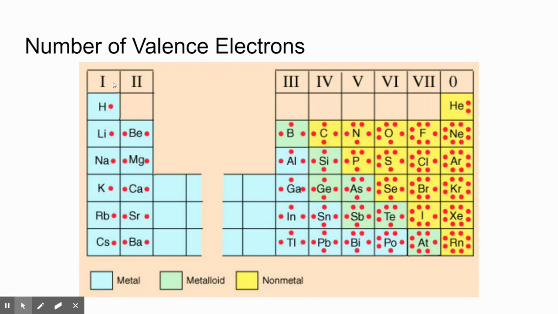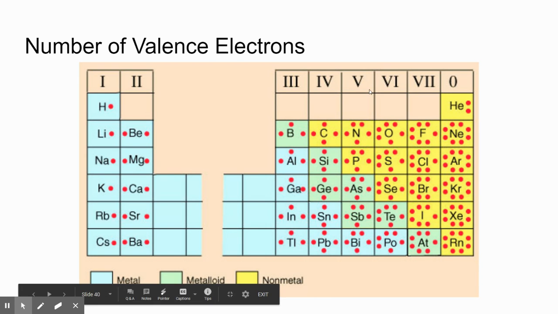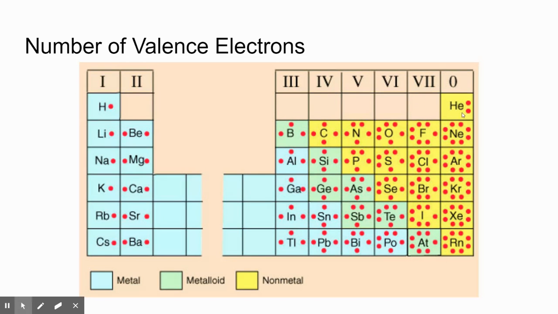Okay, so pretty simple. 1 has 1, 2 has 2, then 13 has 3, 14 has 4, 15 has 5, 16 has 6, 17 has 7, 18 has 8. The exception here being helium. Helium only has 2.